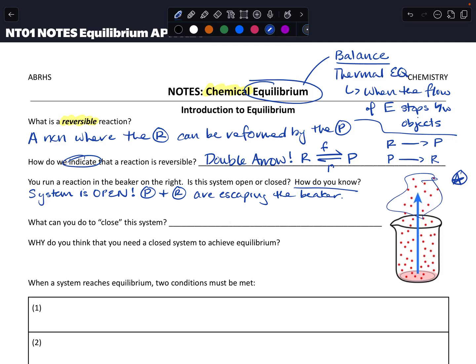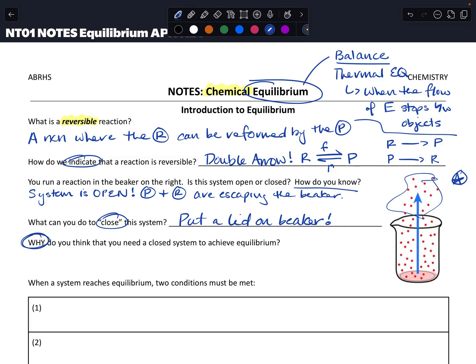All right. What can we do to close this system? Well, my students suggested a very, very easy fix. Put a lid on. If we put a lid on that beaker, that's going to keep all those products and reactants inside of the beaker so that the reaction can continue to run. So for a system to reach equilibrium, this is a must. You must have a closed system.